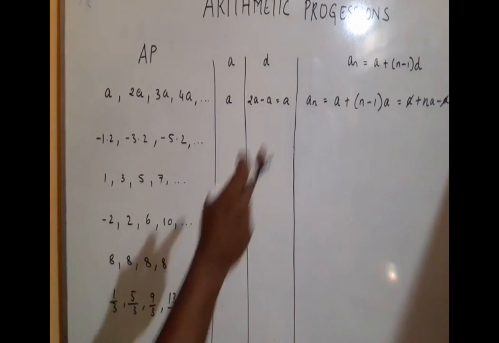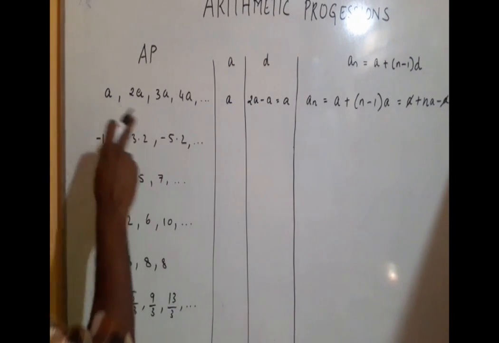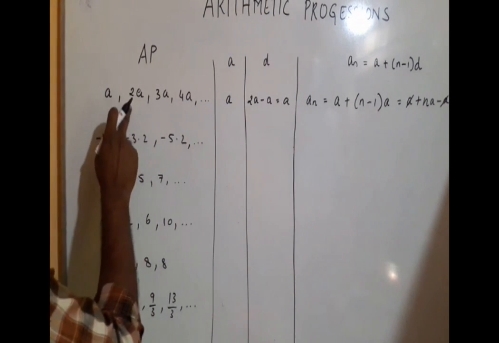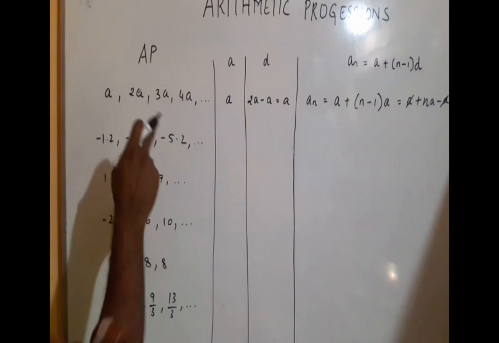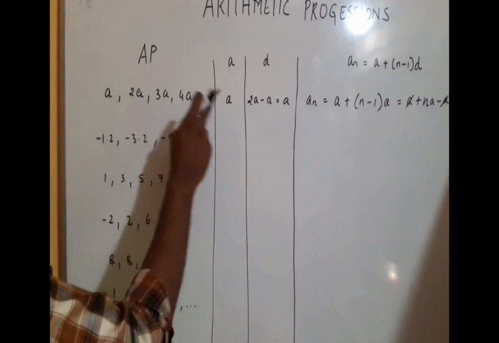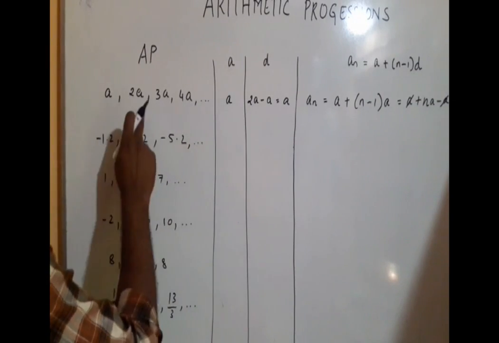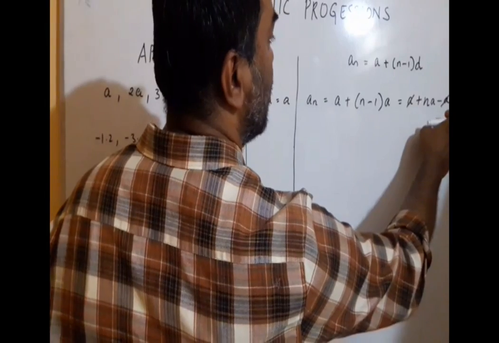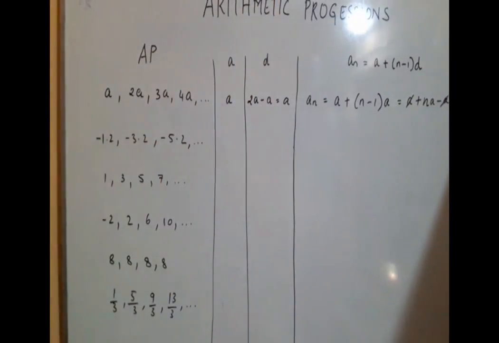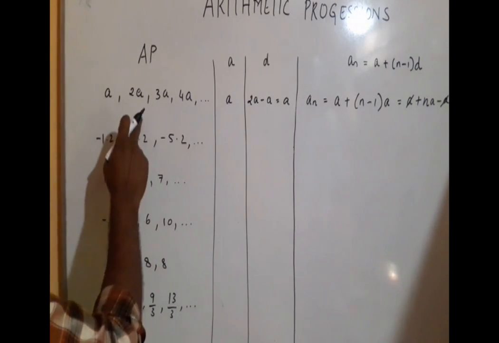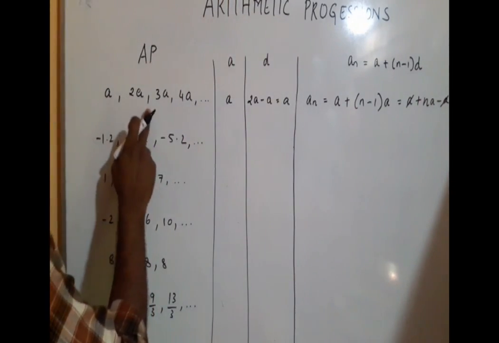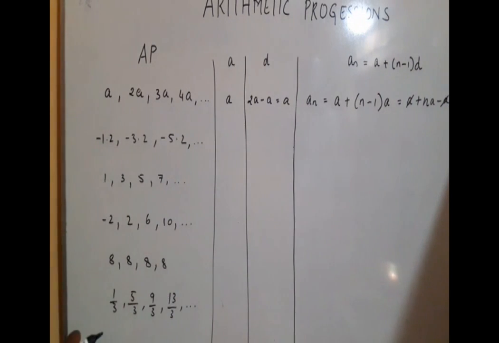Let us check. Put n equal to 1, we get 1 into a. Put n equal to 2 for the second term, we have 2 into a, 2a. Put n equal to 3, we get 3a. So with the help of the first term and the common difference, we have derived the nth term of the sequence, the general formula. So now if I want to find the 75th term of this sequence, I put n equal to 75 and I know the 75th term of the sequence is 75a.